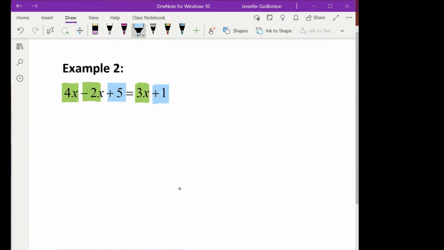See how it works. And if you have an answer, you're welcome to put those answers in the chat for me, and we can go through them together afterwards. And remember, with a linear equation, I'm only going to get one answer for x.